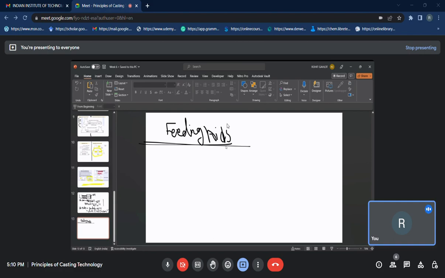So these are the use of exothermic materials and insulators. For example, graphite or charcoal powder, rice hulls, and a mixture of iron oxide and aluminum powder are generally used in feeding aids. This will effectively reduce the size of the riser, as it will solidify over a larger time.